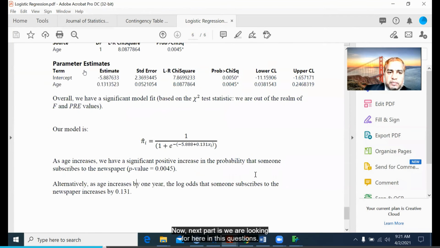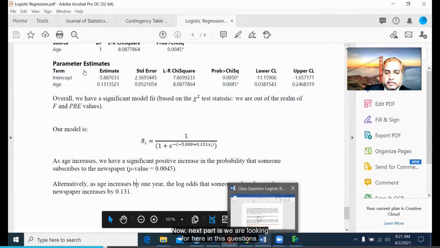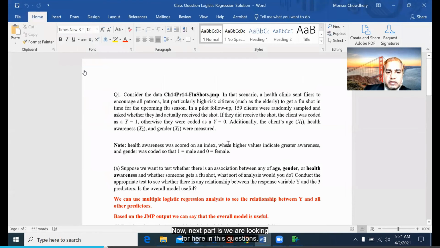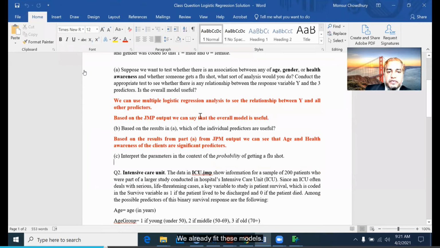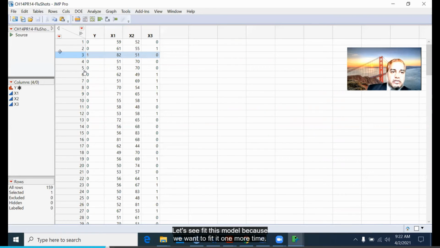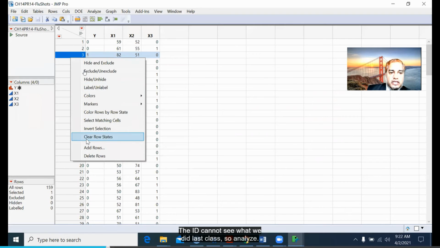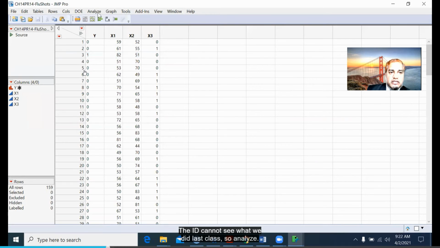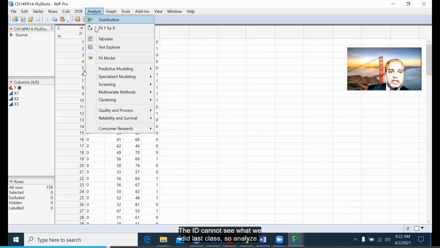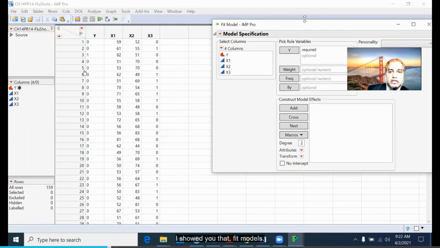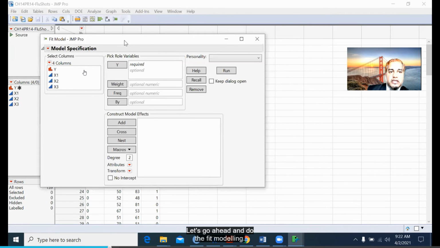Okay, now the next part we are looking for in these questions. So we already fit these models. Let me see what you asked me. Thank you for the clarification. Okay, now next one, let's refit this model because we want to fit it one more time, otherwise we cannot see what we got last class. So analyze, and I showed you, fit models. So let's go and do the fit modeling.